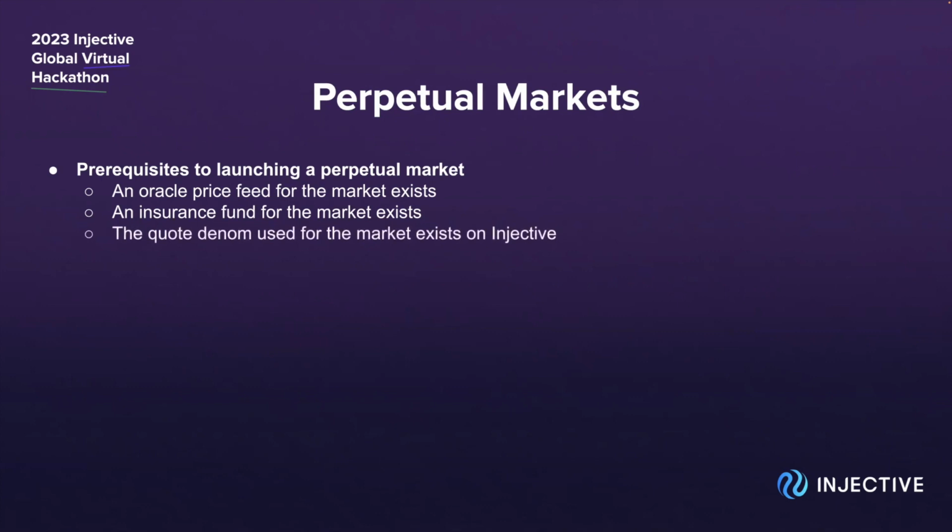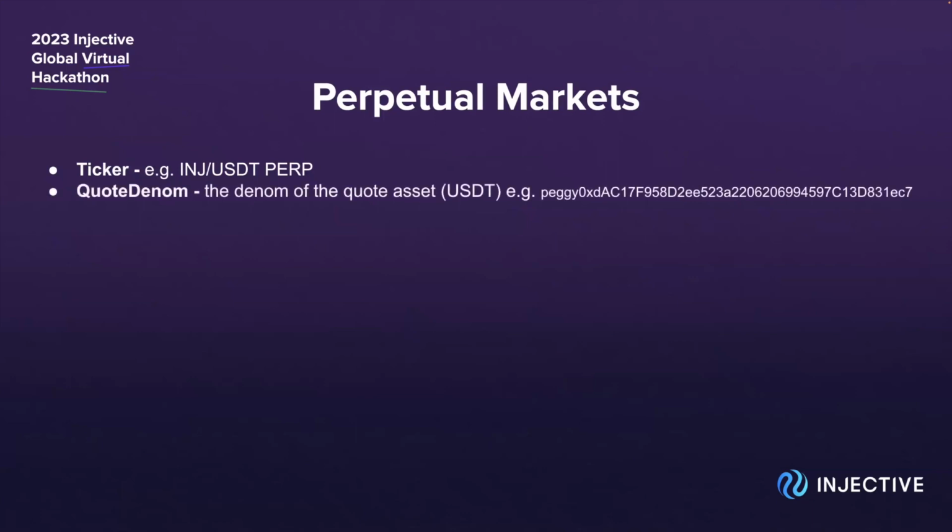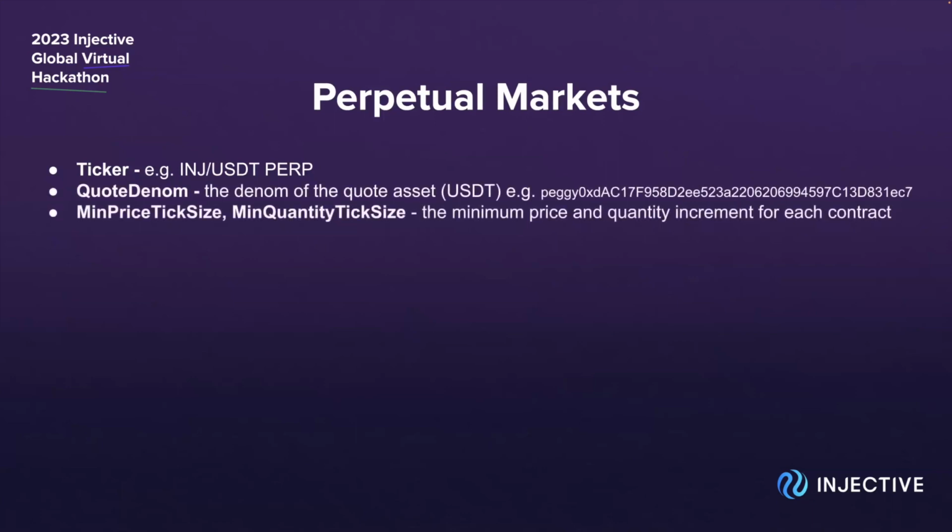Also, of course, the quote denom used for the market must exist on Injective. So, breaking down the parts of a perp market, you first, of course, have to have the ticker, same as before, the quote denom, and also the min price and quantity tick sizes.